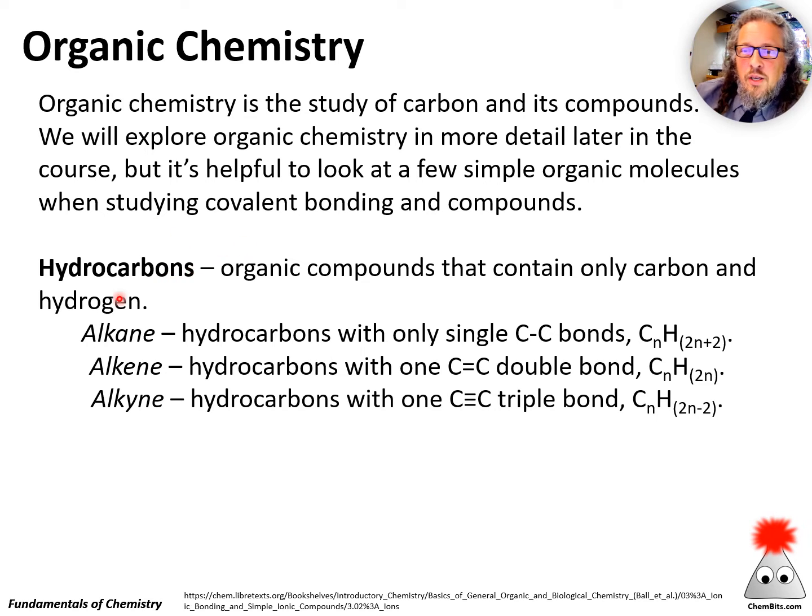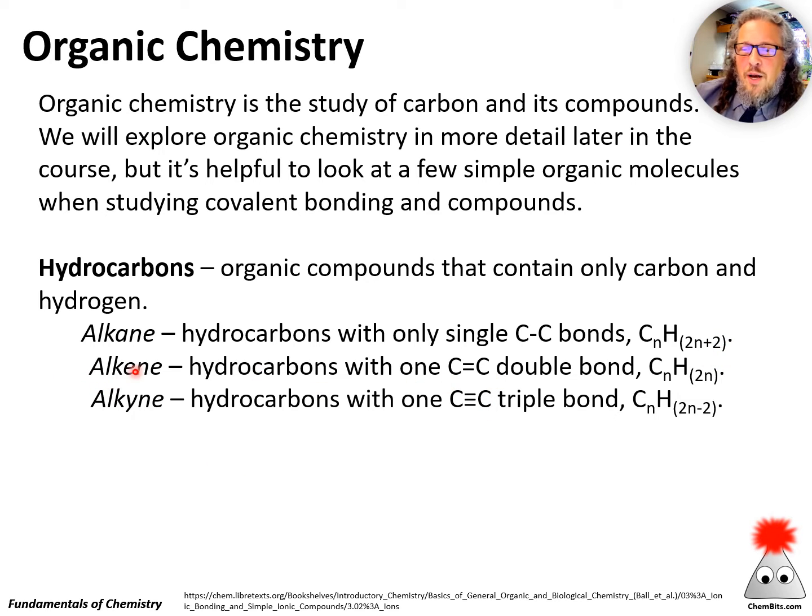bonding. The first type of molecules we're going to look at are hydrocarbons. These are organic compounds that contain only carbon and hydrogen. And the hydrocarbons are defined or named according to the bonding in them. So we have alkane hydrocarbons, A-N-E. Those are ones that contain all single carbon-carbon bonds. They typically have the formula C sub n, H sub 2n plus 2.